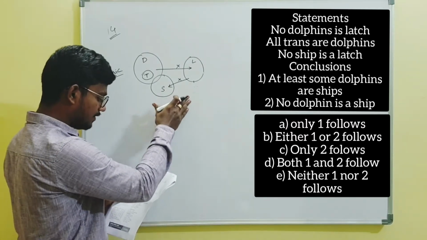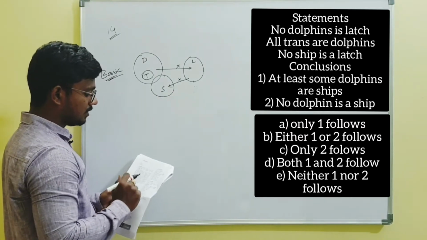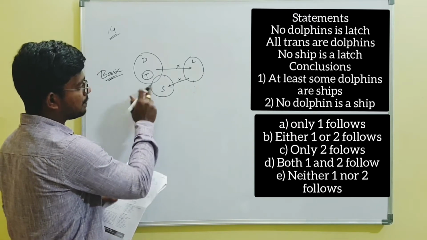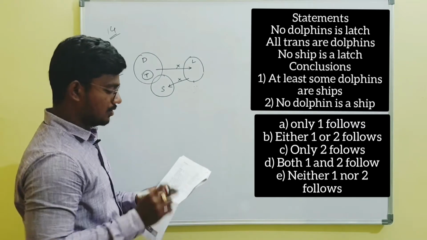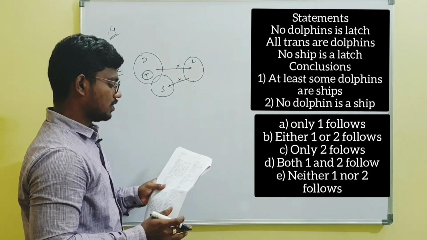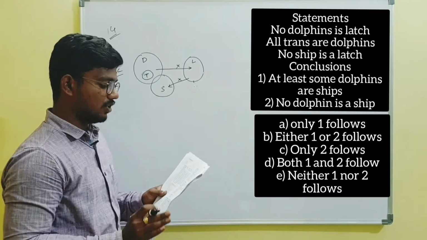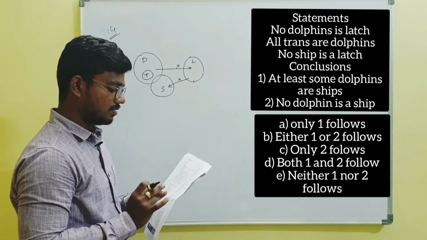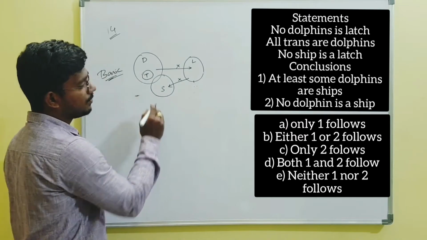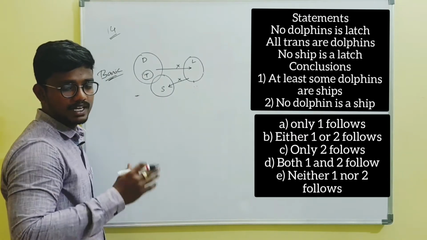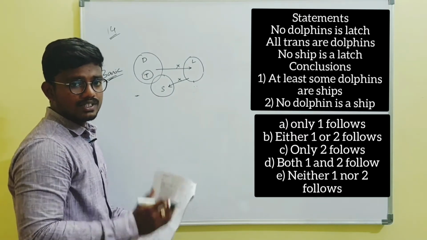In this alternative diagram, the second conclusion, no dolphin is a ship, is not verified. So conclusion 2 does not follow. So both the conclusions do not follow. So our answer is neither 1 nor 2 follows. For every basic diagram, we can draw alternative diagrams based on the conclusions given.